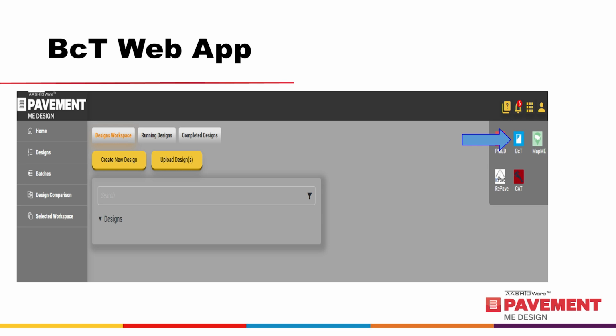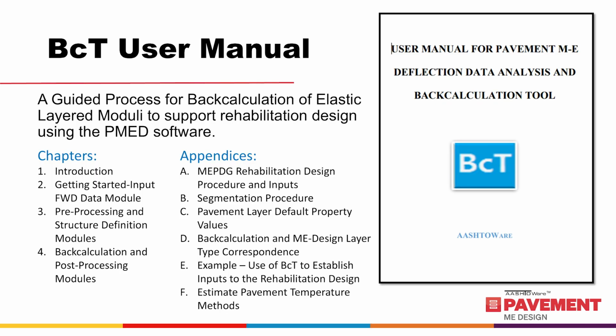From now on, we will only use and refer to the web app version of the BcT in this course, as this is the version that will be updated moving forward. The desktop version of the BcT comes with a user manual. The BcT user manual or help manual includes a guided process for back calculating elastic layer moduli in support of rehabilitation design in accordance with the PMed software.